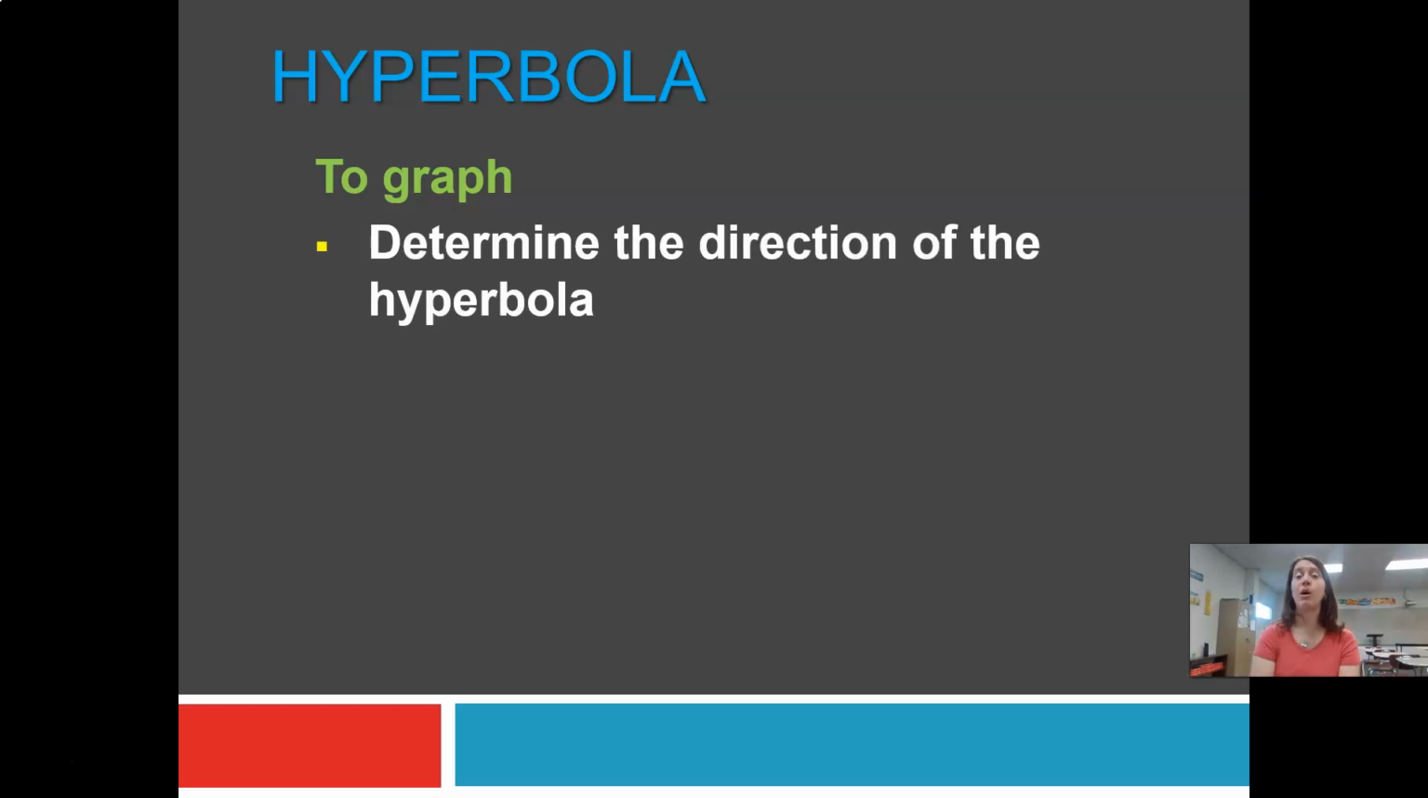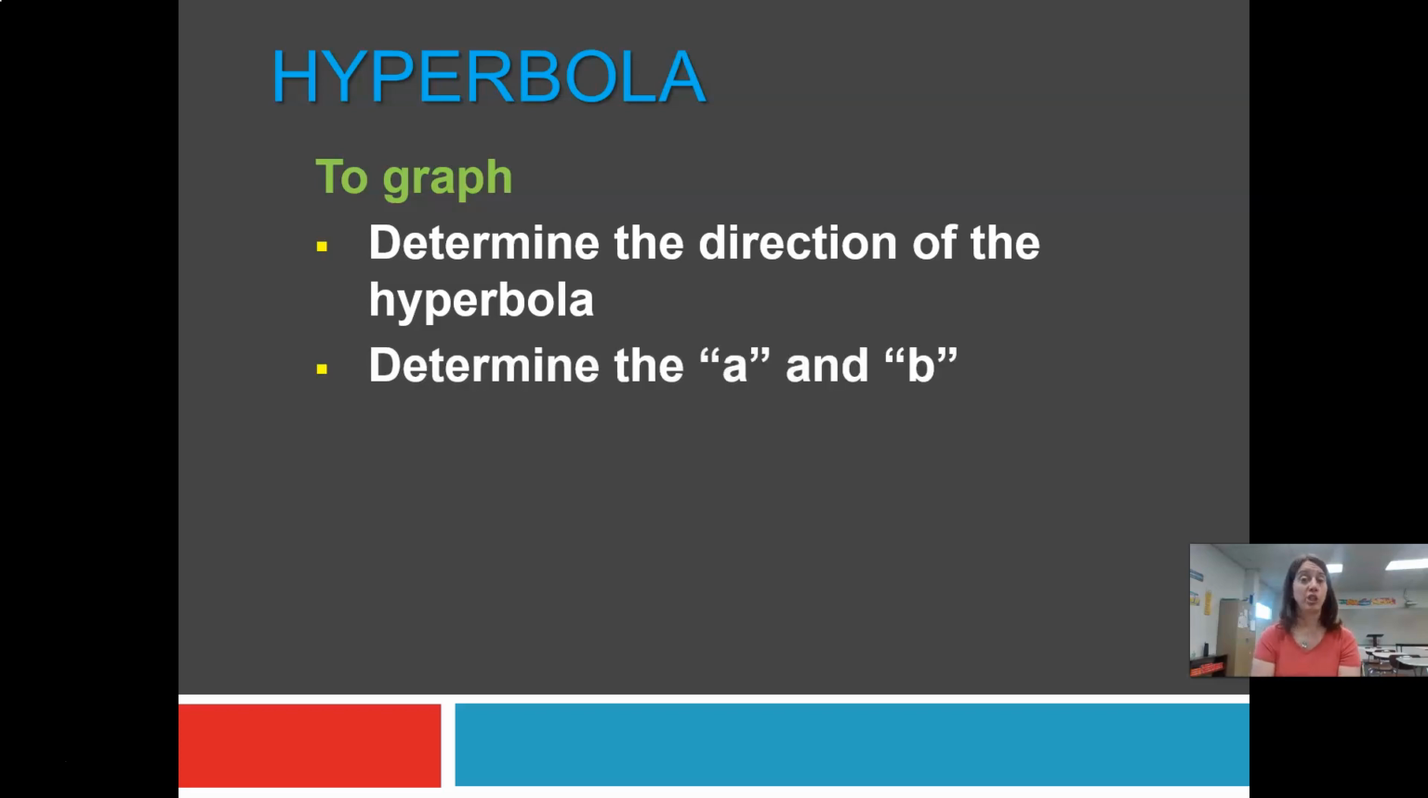The first thing that you want to do when you're graphing is to determine the direction of the hyperbola. Is it opening along the x-axis or is it opening along the y-axis? How do we make that decision? Well, which letter is first? If the first fraction contains the x, then your hyperbola is going to be along the x-axis. If the y is part of the first fraction, then your hyperbola is going to be opening along the y-axis.